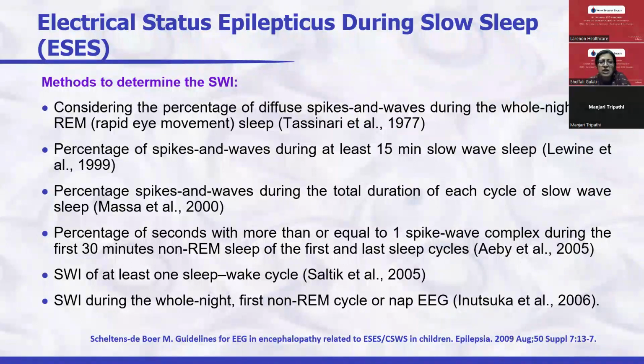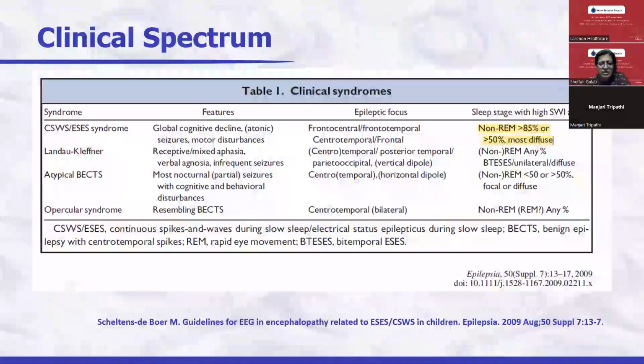And how do you calculate it? Considering the percentage of diffuse spikes and waves during the whole night non-REM sleep can be taken, or you can take the percentage of spikes and waves during at least 15 minutes of slow wave sleep, or the percentage of spikes and waves during the total duration of each cycle of slow wave sleep can be taken. So there are various ways that have been suggested. So you have understood that, and now mostly you take non-REM of more than 85% for the CSWS pattern.